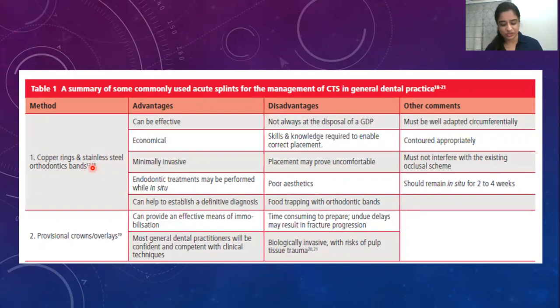And the other advantages include that it can be adapted circumferentially. But the only problem is that it is not always at the disposal of a general dental practitioner, and placement may be uncomfortable for the patient. So you have to ask them to maintain oral hygiene as well, because there might be a certain amount of food trapping. Now we go on to provisional crowns or overlays, which can provide an effective means of immobilization.